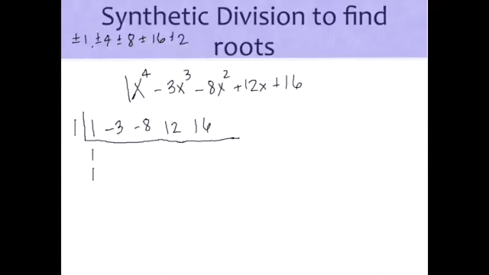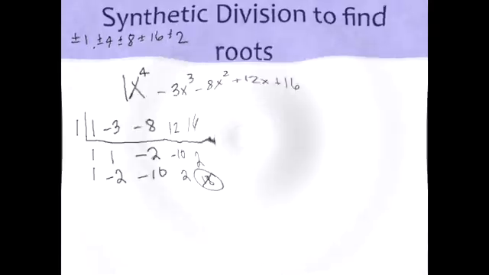I drop this first number down. I take this number. 1 times 1 is 1. Add down. 1 times negative 2 is negative 2. Add down. 1 times negative 10 is negative 10. Add down. 1 times 2 is 2. Add down. This is not a remainder of 0, which means that 1 is not a root.